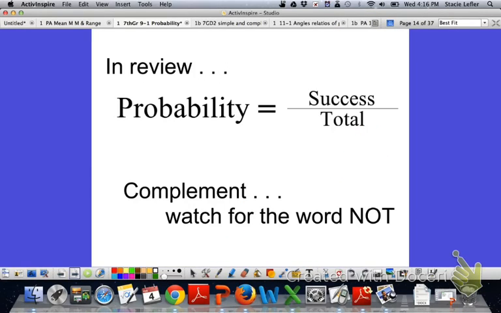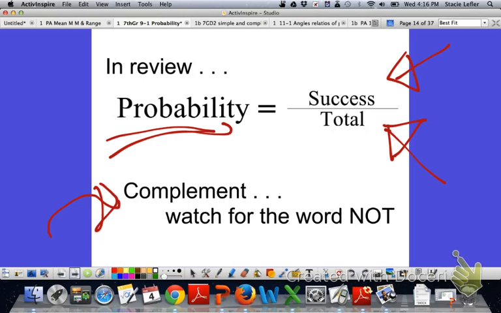Okay, remember that to find probability, you think of the chances that something is going to occur would be the success of it, and that would be out of how many possibilities there are, the total, so success over total. Where if they ask for the complement to the event, that's how many it would be not happening. So look for the word not.